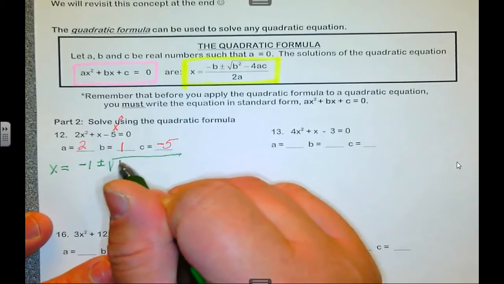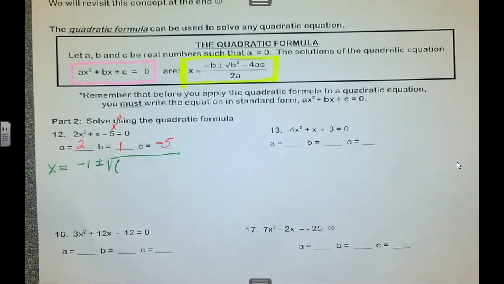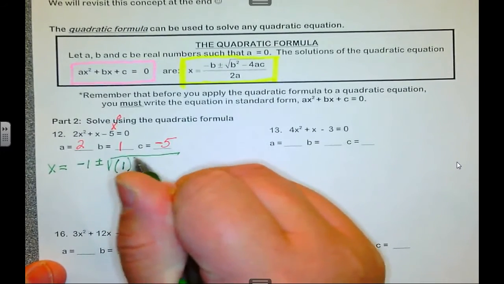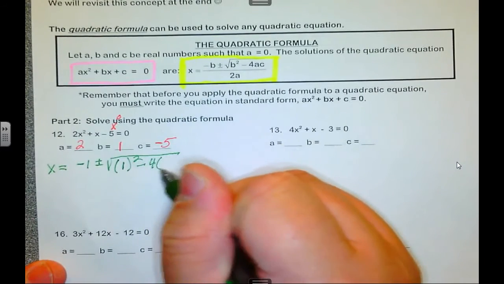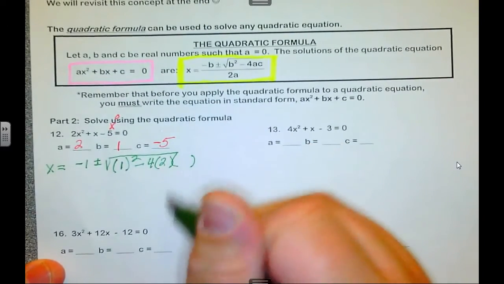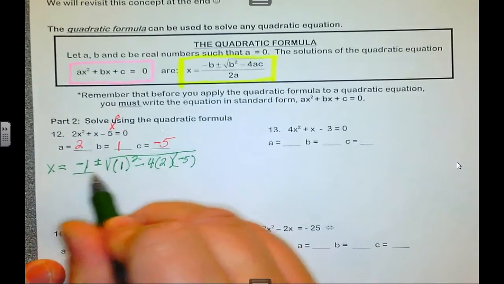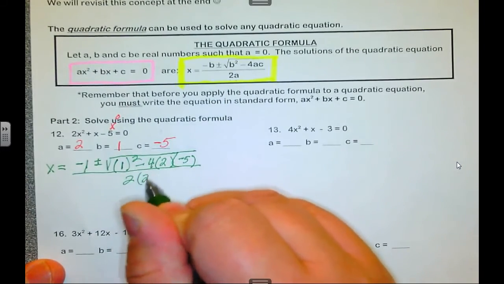So I have negative b. Make sure you put your b squared in parentheses in your calculators, because I will say at least 50% of you will keep making this mistake. My b is 1 squared minus 4 times a, which is 2, times c, negative 5, all divided by 2 times my a, which is 2.